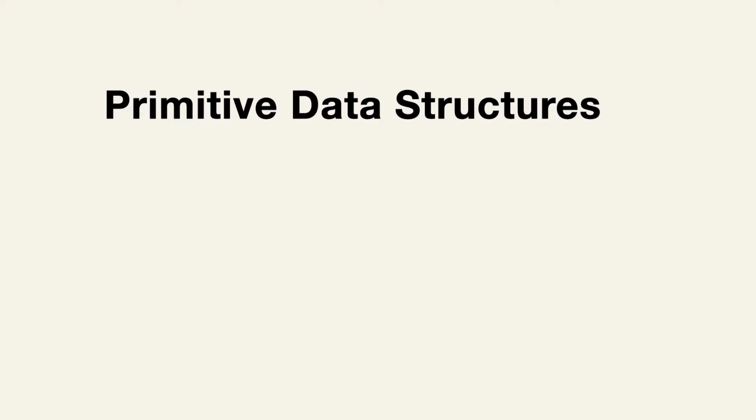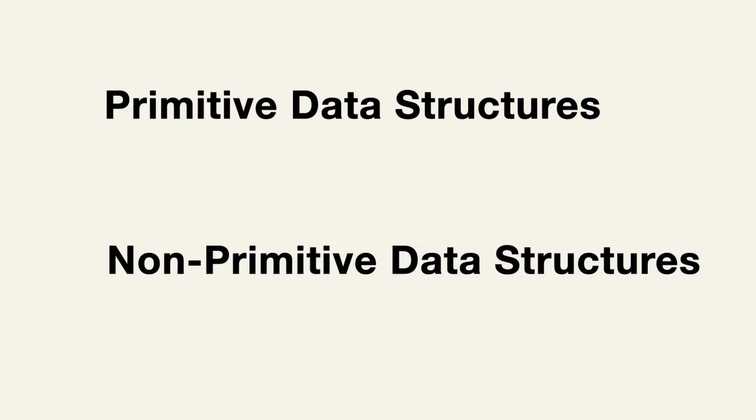There are two main categories of data structures. The first one is primitive data structures and the second one is non-primitive data structures.